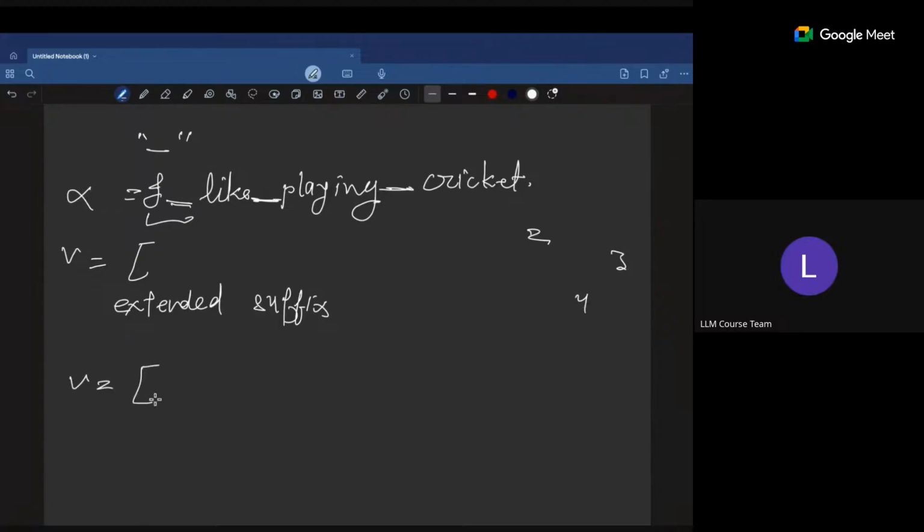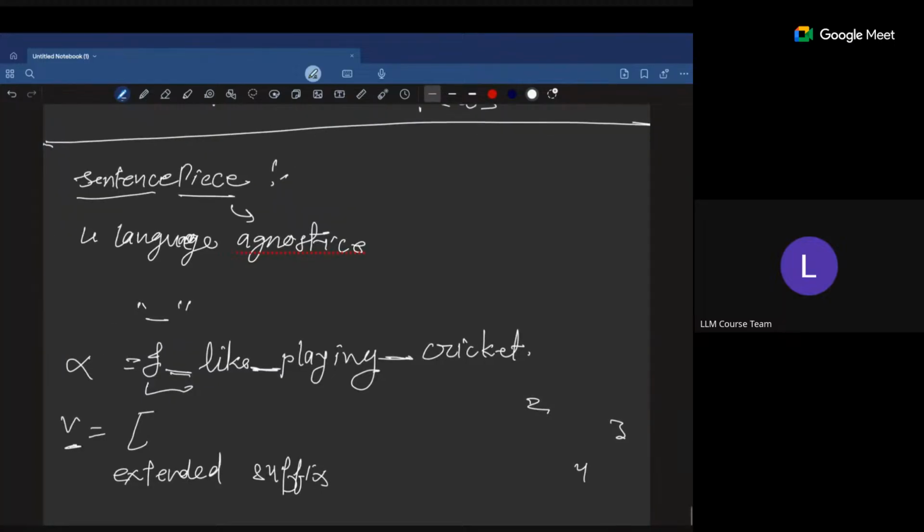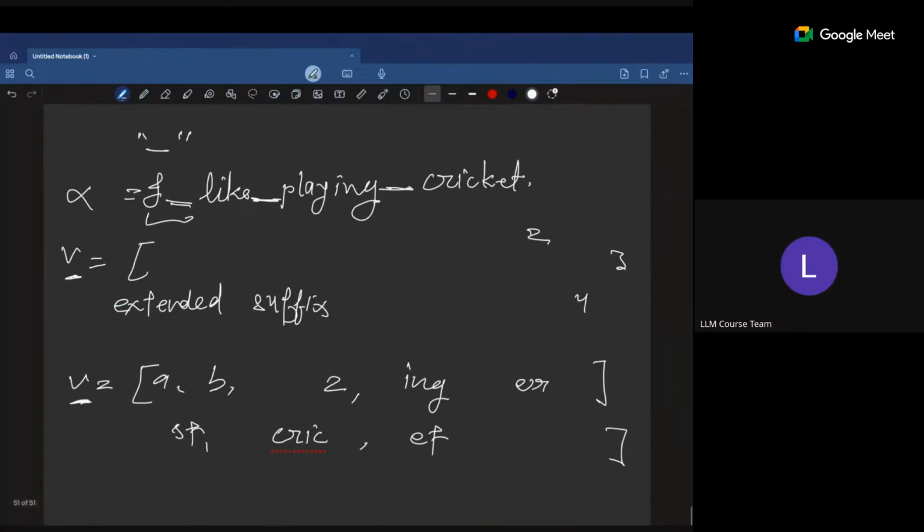So you will get a very large vocabulary, and it may have characters as well, let's say a, b up to z, and some substrings as well, let's say it has ing, it has er, it has est, and et. All these substrings it has, and we have created a very large vocabulary. Now our algorithm is to prune this vocabulary, and how we do that, we are going to see now.